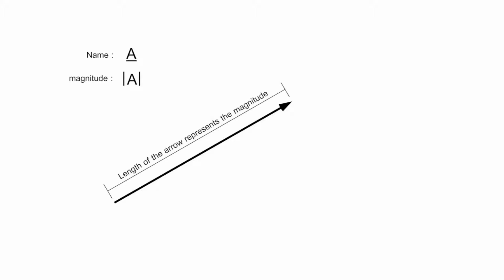The length of the arrow represents the magnitude of this vector, and is written with an absolute value. The slope of the arrow represents the direction of this vector, usually expressed by the angle that this arrow makes with some reference horizontal line. A vector can be moved to another location, and it will not lose its quantity as long as its magnitude and direction do not change.